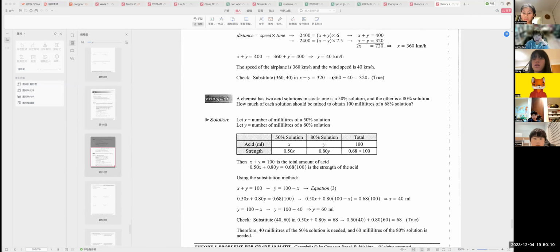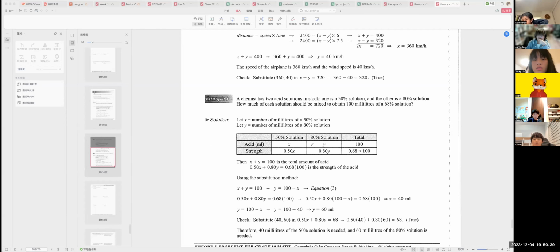Okay. So let's take a look at example 3. A chemist has 2 acid solutions in stock. One is 50% solution and the other is 80% solution. How much of each solution should be mixed to obtain 100 milliliters of a 68% solution? Okay, we can say the 50% solution is x milliliters and the 80% solution is y milliliters.